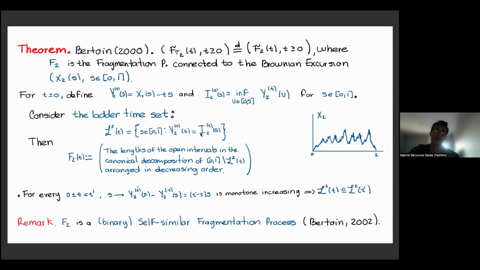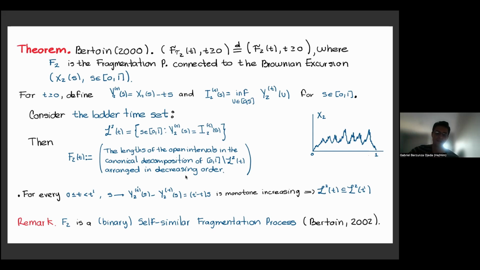Okay. So for every fixed time t, you have a collection of points. What you do is you take your interval [0, 1], you remove this collection of points given by the ladder time set, and you essentially end up with some open subintervals of the original interval [0, 1]. And then the definition of this fragmentation process at time t using the excursion is just the lengths of these open intervals arranged in decreasing order.